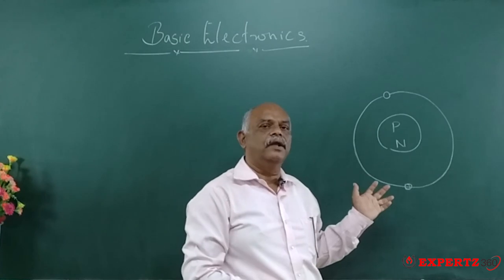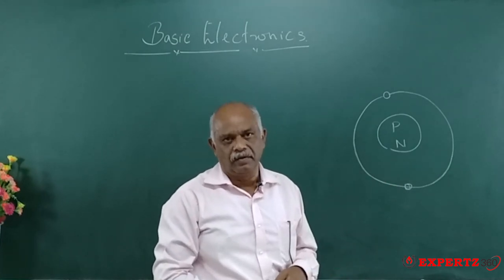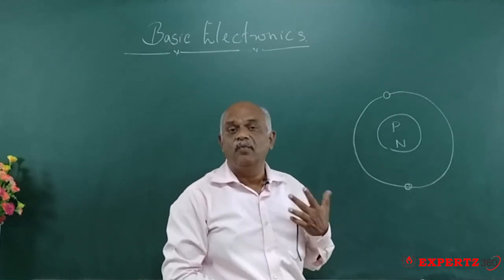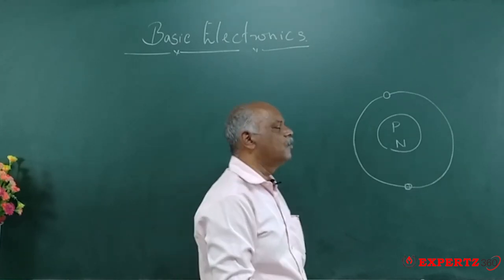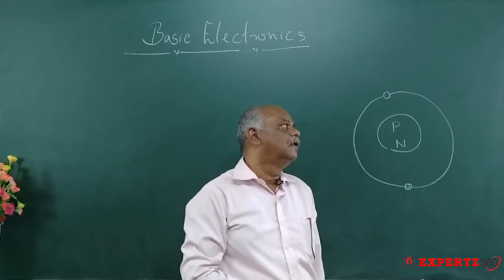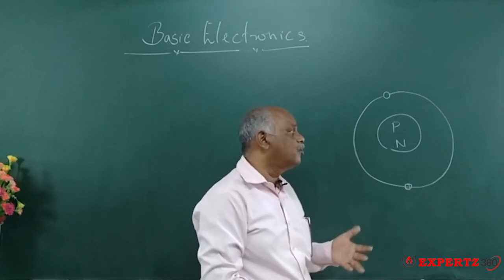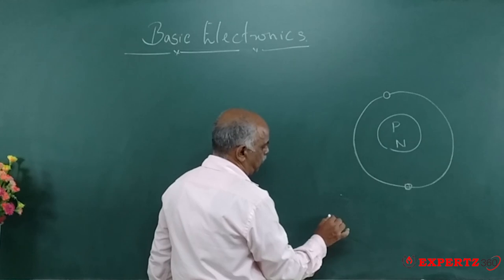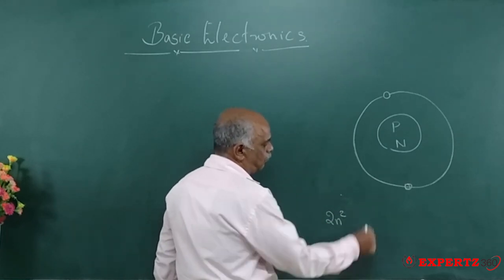It neither loses energy nor gains energy when it is revolving in that particular orbit. But it loses or gains energy when it jumps from one orbit to another orbit. And the maximum number of electrons an orbit can accommodate is 2n square electrons. So you have 2n square electrons in each orbit.